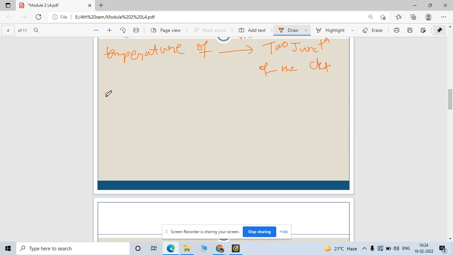And the third one is the Thomson effect. We generally neglect this effect.